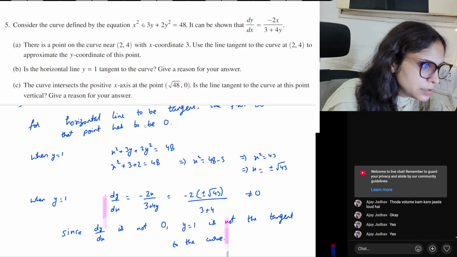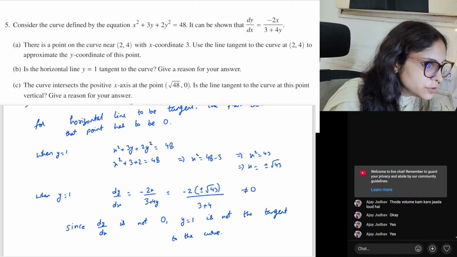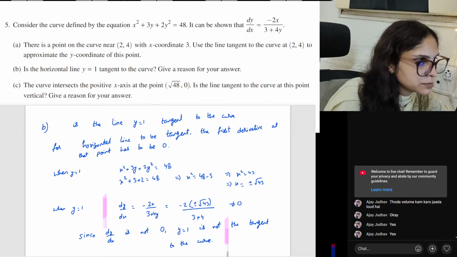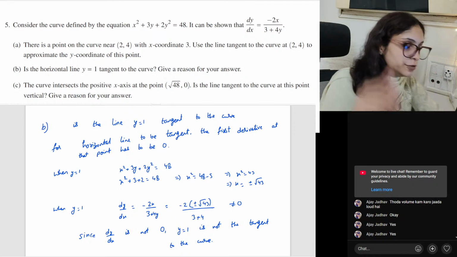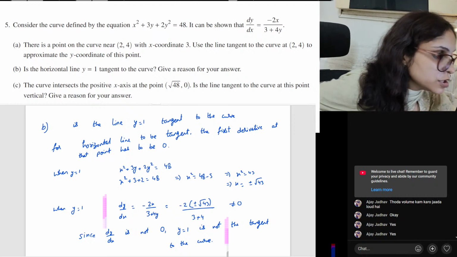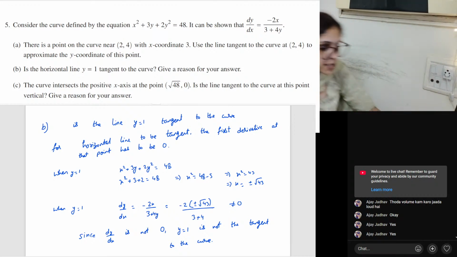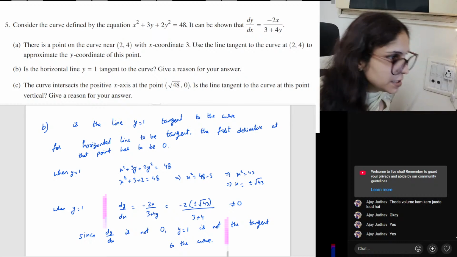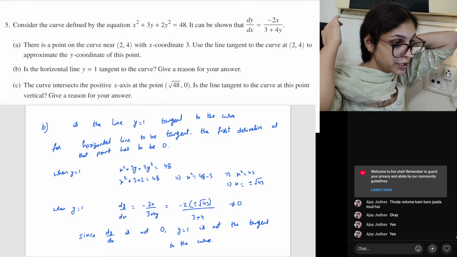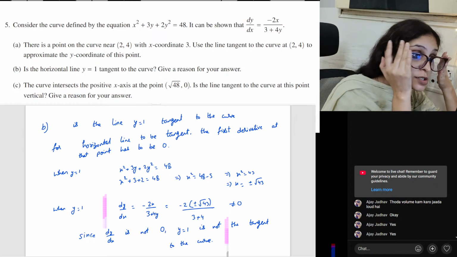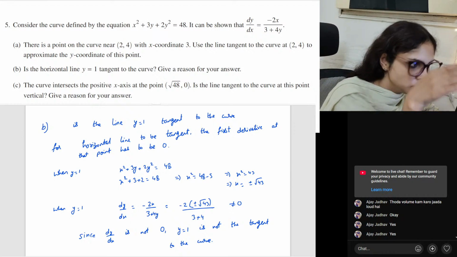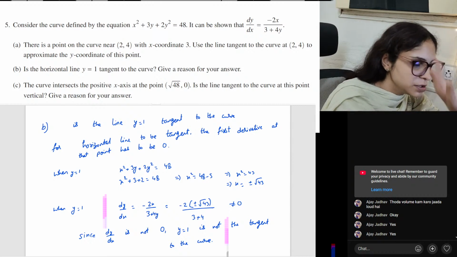So now I will just make it a little smaller so that you can see the entire solution. For a horizontal line to be tangent, the first derivative dy over dx should be 0. So when y is equal to 1, we find the value of x. It is plus minus square root of 43. And when y is equal to 1, x is equal to square root of 43, dy over dx is not 0. That means y is equal to 1 cannot be tangent to the curve. Got it? So we have given the reason, we have given all the explanation.